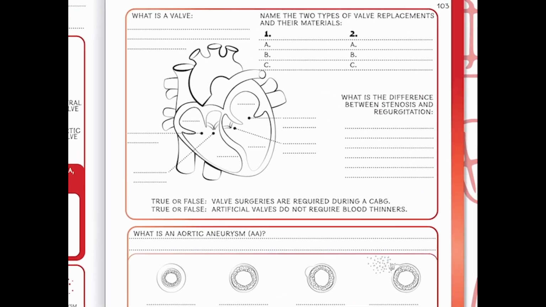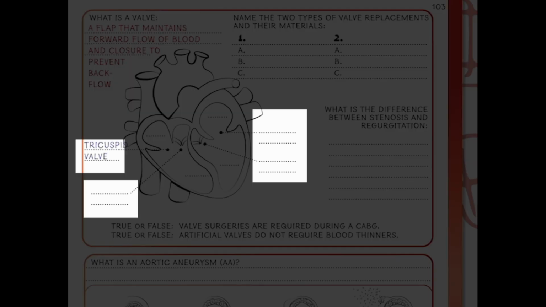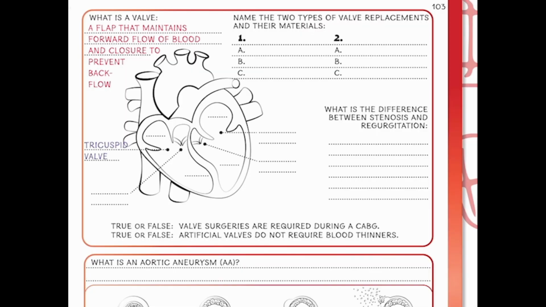What exactly is a valve? This is going to be a flap that maintains that forward flow of blood and closure to prevent any backflow. So we're going to label these 4 valves right here. We have our tricuspid valve. So this is going to be between our right atrium and our right ventricle.